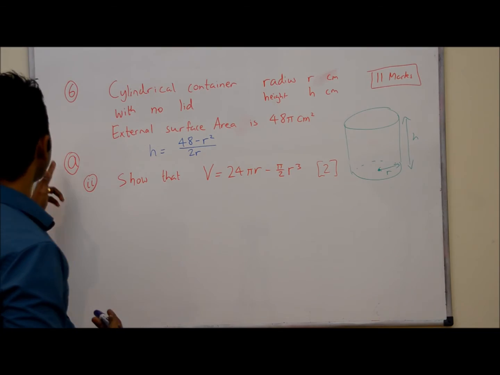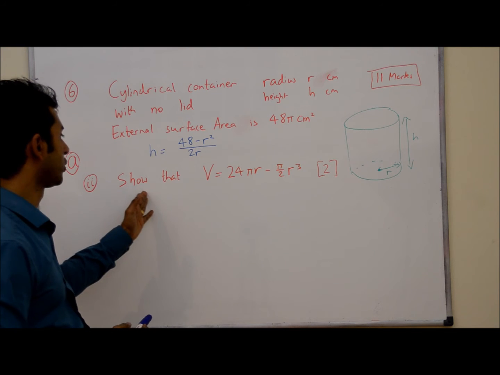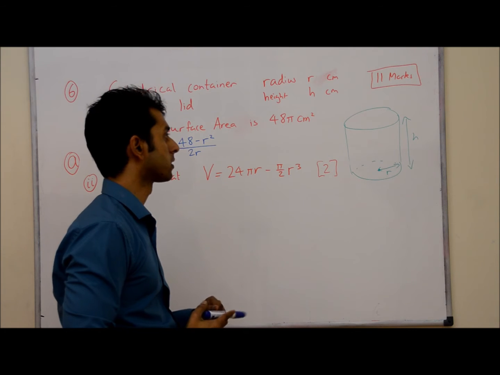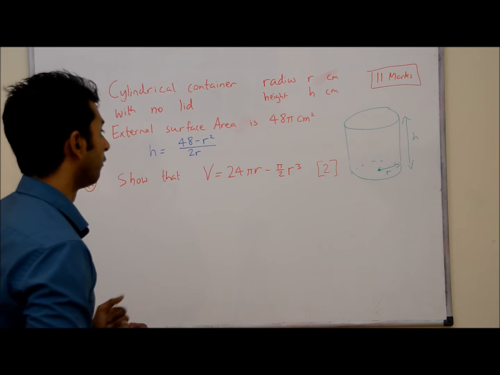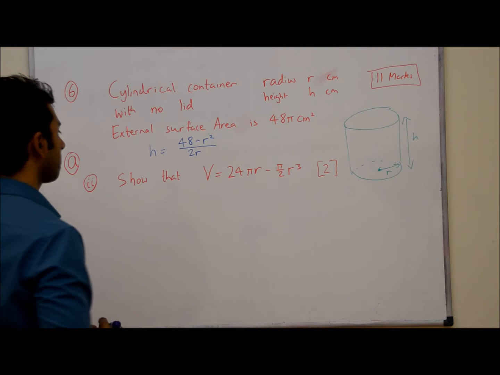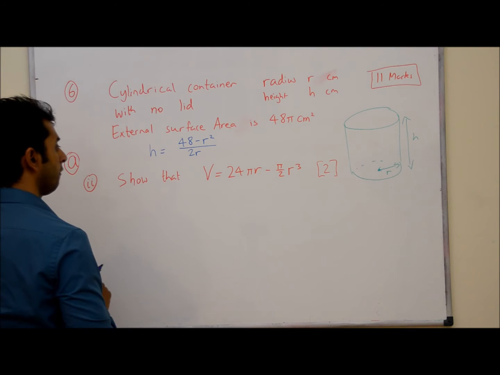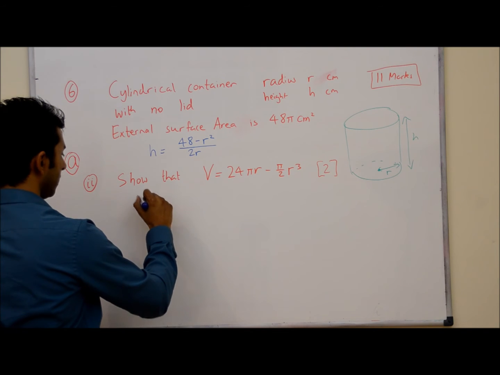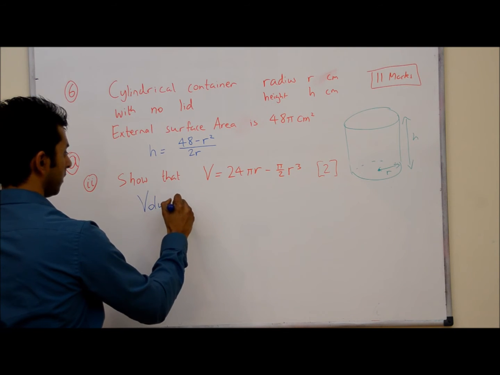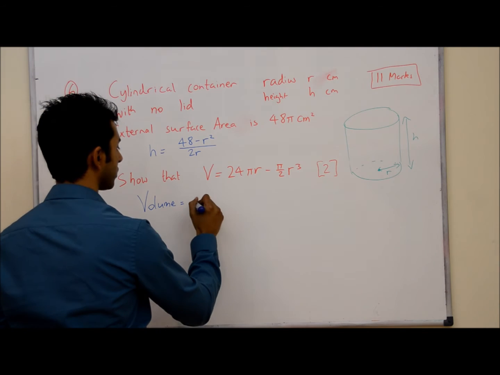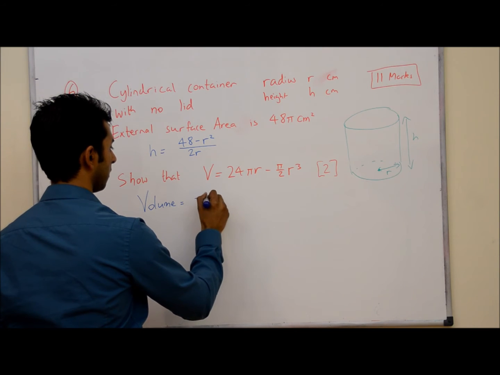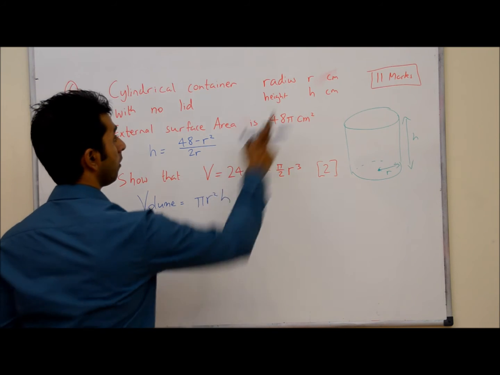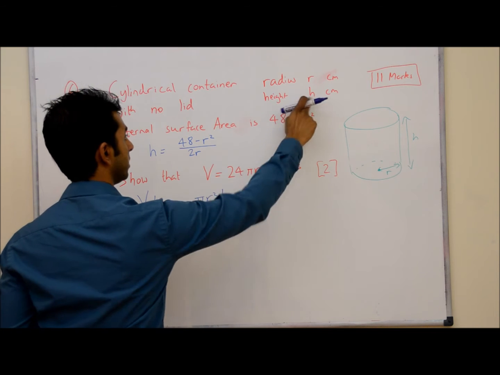So let's have a look at question A, part 2. It says show that the volume V is equal to this for 2 marks. Now if you want to have a go at this question for yourself, feel free to pause the video now. We need to work out a formula for the volume. So it's a cylinder, so the formula for the volume of a cylinder is volume is equal to pi r squared times h. In our question, r is simply called r and h is simply still called h.